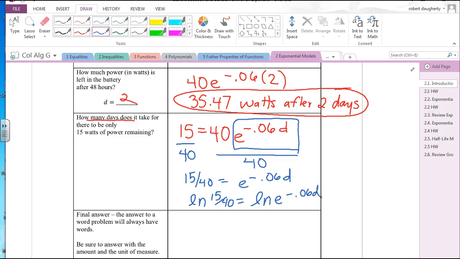Log base e of e to the minus 0.06 d. It's just this. That's how I solve for the exponent, okay? So this just means that the natural log of 15 over 40 is equal to minus 0.06 d.